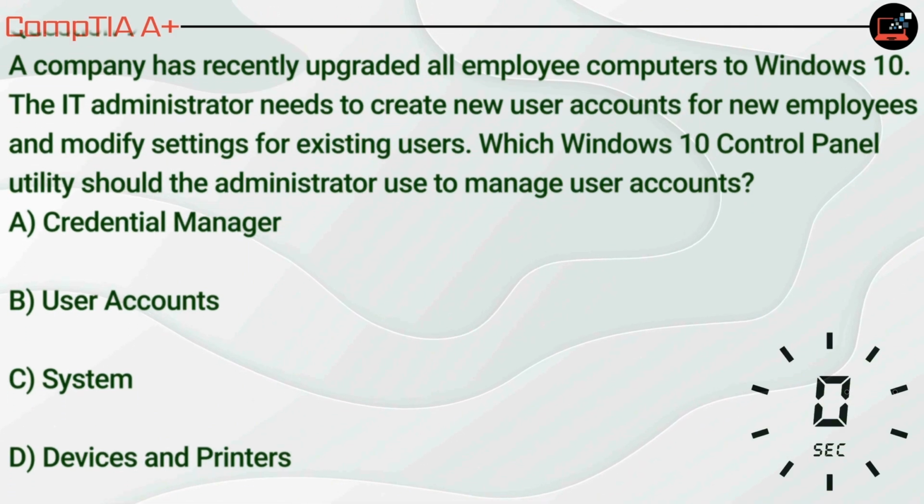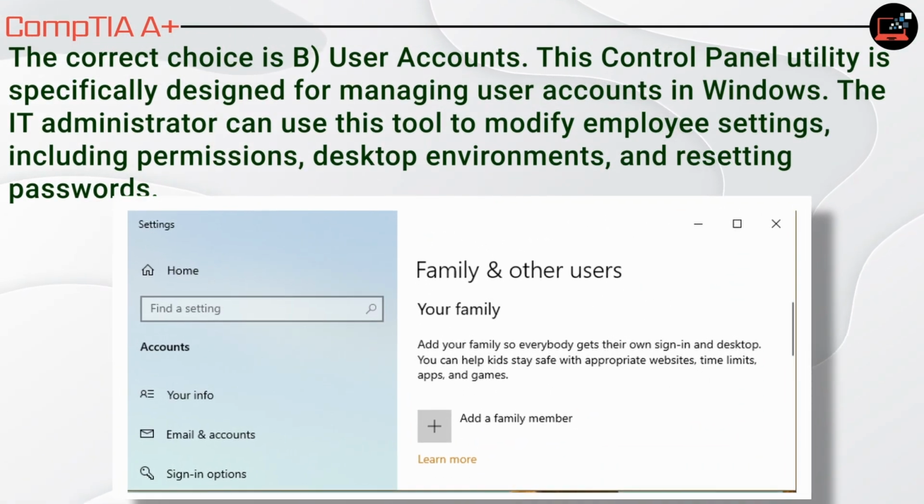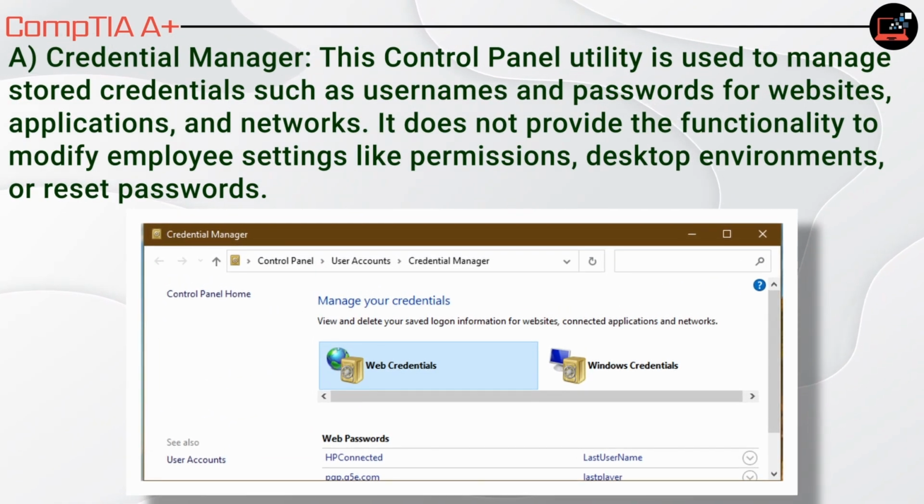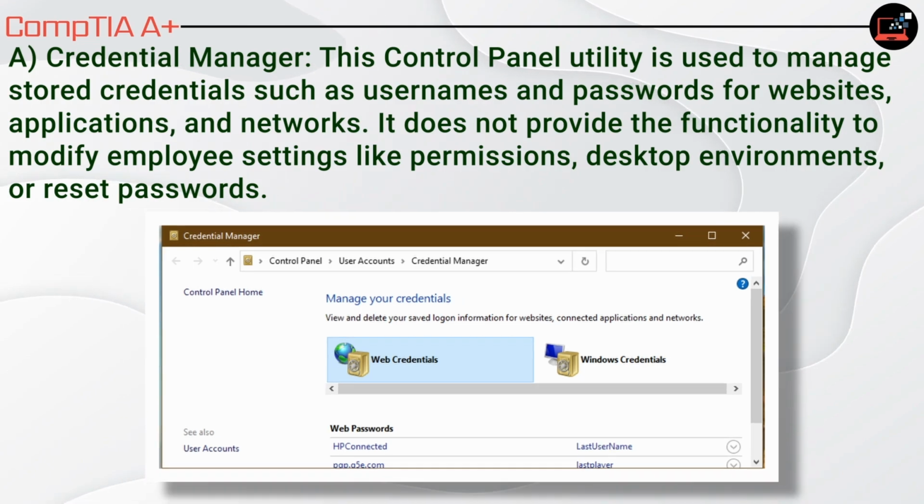The correct choice is B. User Accounts. This control panel utility is specifically designed for managing user accounts in Windows. The IT administrator can use this tool to modify employee settings, including permissions, desktop environments, and resetting passwords. A. Credential Manager. This control panel utility is used to manage stored credentials, such as usernames and passwords for websites, applications, and networks. It does not provide the functionality to modify employee settings like permissions, desktop environments, or reset passwords.